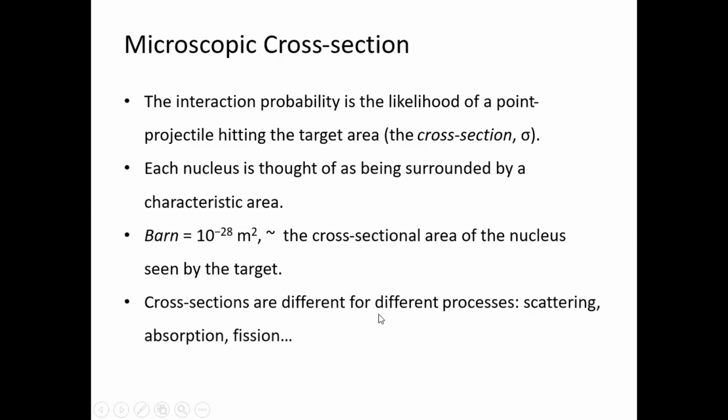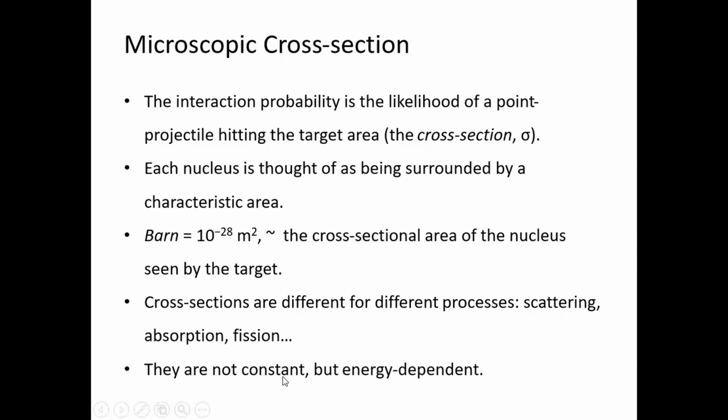It is the cross-sectional area of the nucleus that is seen by the hitting neutrons. The cross-sections are different. So a neutron sees different cross-sections for different processes. For example, if it is scattering, it sees a different area. If it is absorbing, it sees a different area of the same nucleus. It sees an extremely different one for fission.